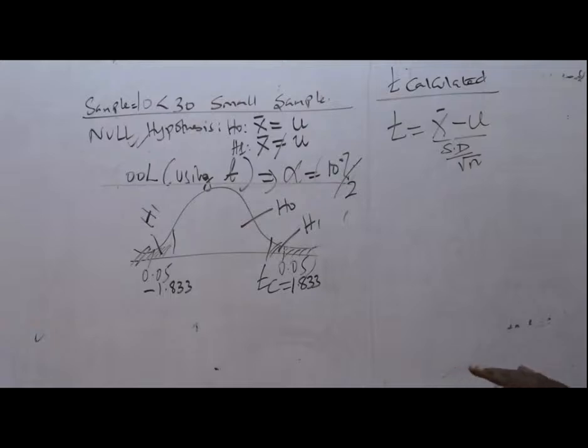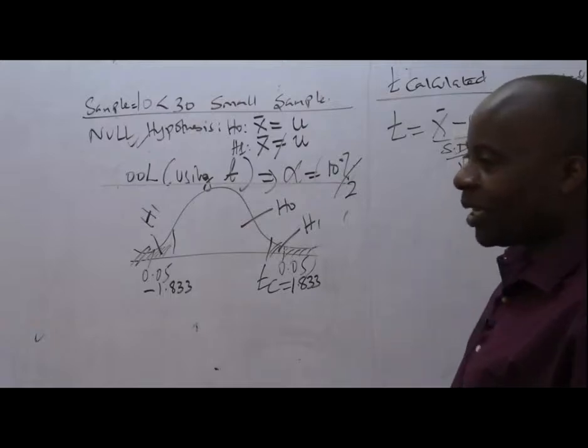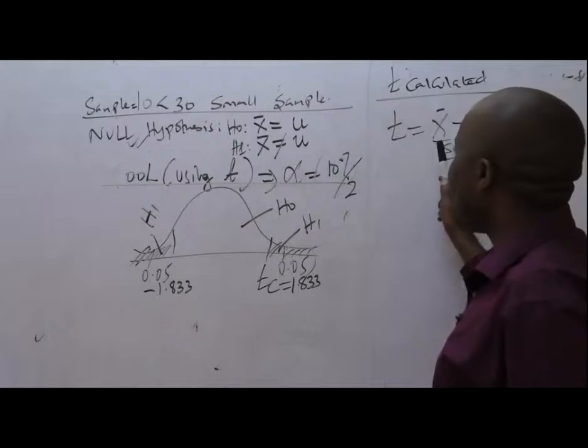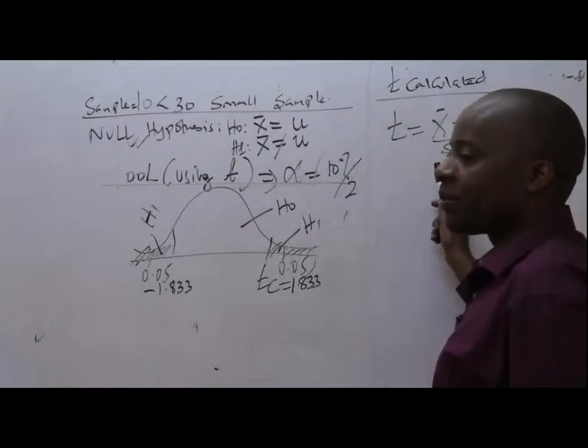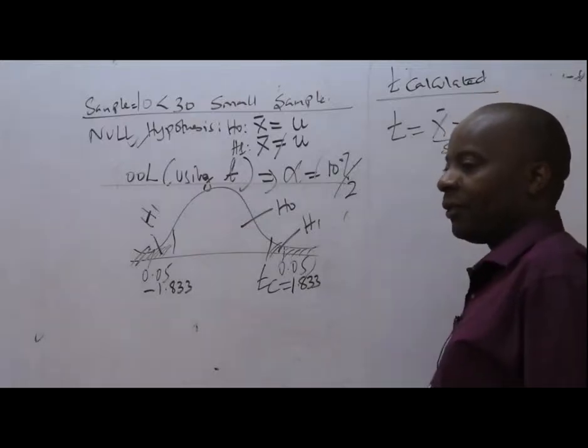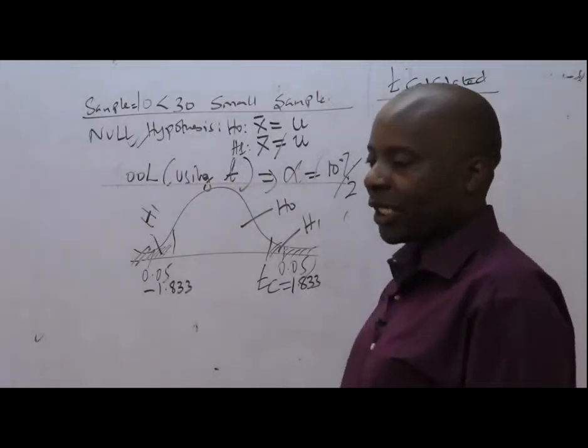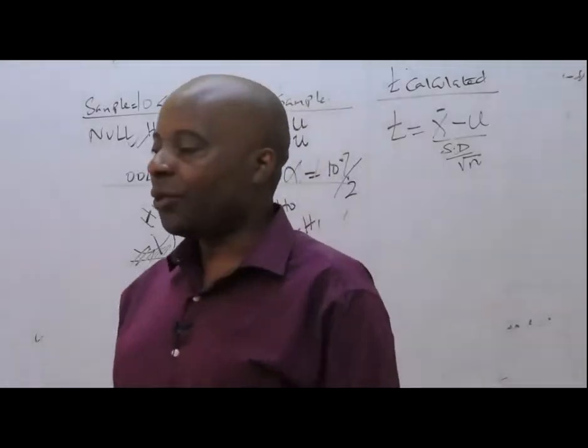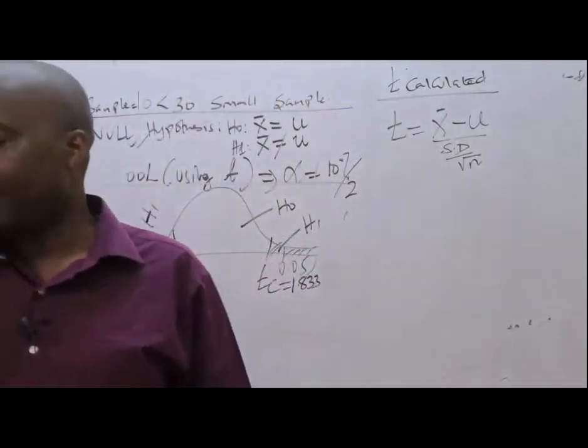But now you see, and this is why I like the CPA examiner. This time around, this examiner has not given you X bar. He wants you to calculate it yourself. So then what I'll do, he has not given you any parameter.